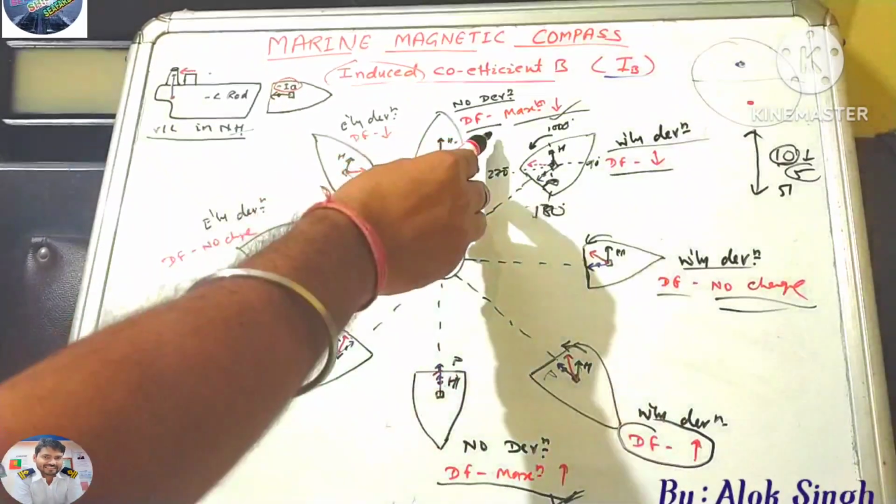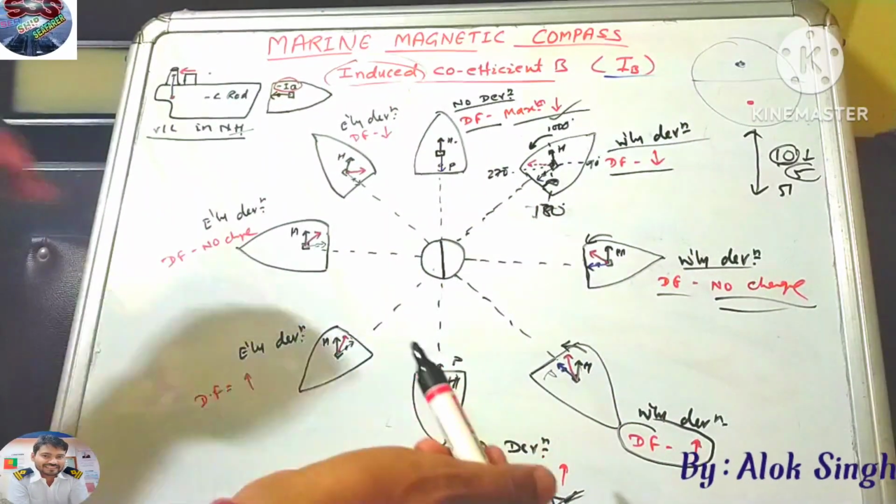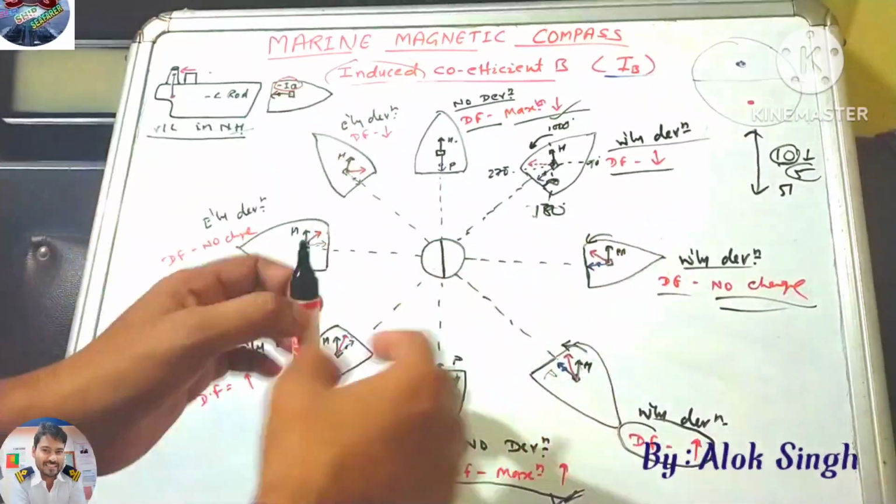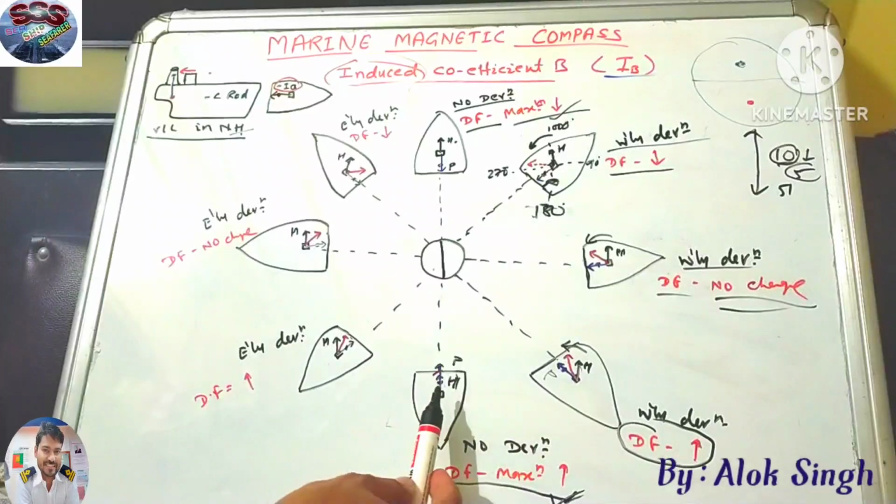And in the same way, like here we discussed how the deviation will not change, because it was exactly in the opposite direction. So the magnitude may be reduced, but the direction will remain the same. So there will be no deviation. Here what happened?